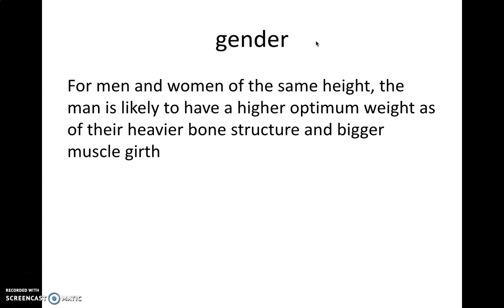Gender, for men and women of the same height, a man would generally have a higher optimum weight and weigh more because they have a heavier bone structure and bigger muscle girth.